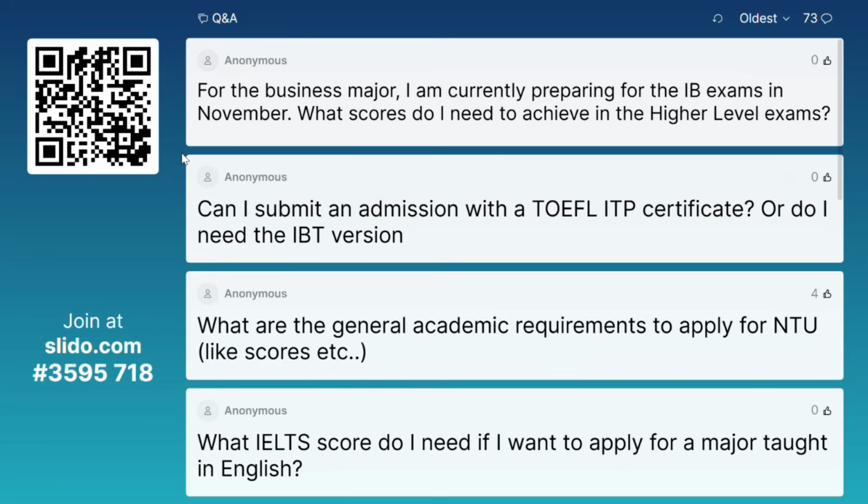For the business major, I am currently preparing for the IB exam in November. What score do I need to achieve in the higher level exam? Okay, so we don't have a minimum GPA to apply because all the things together will be considered by the admission committee. They will look at all the things you submitted, for example, your transcript, your study plan, your personal statement, or whether you have obtained some international competition results. They will consider all that and then make the final decision.